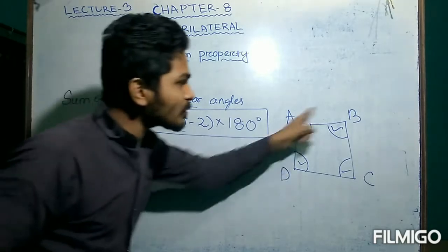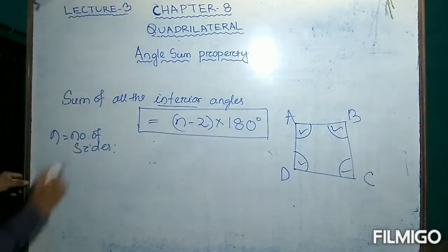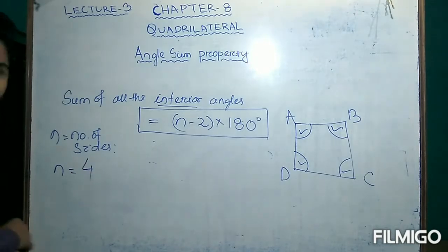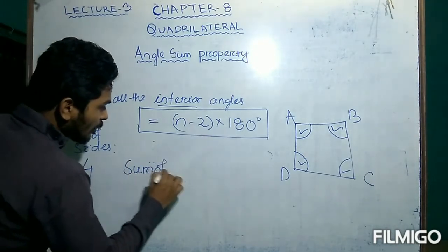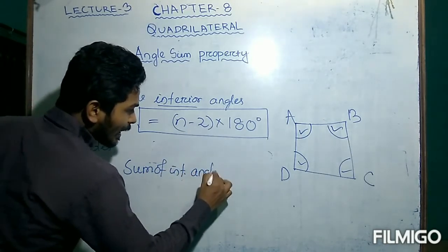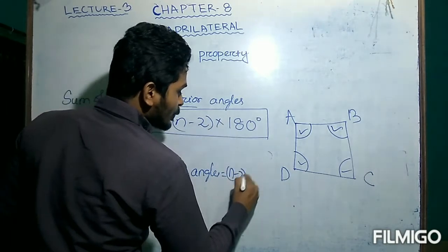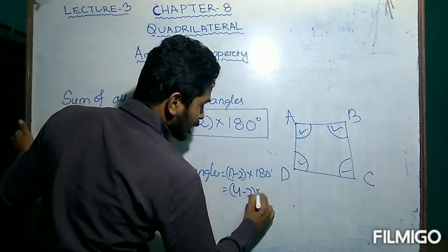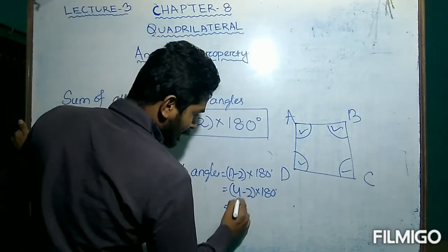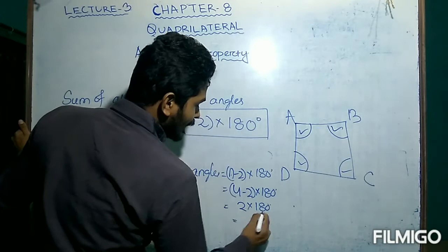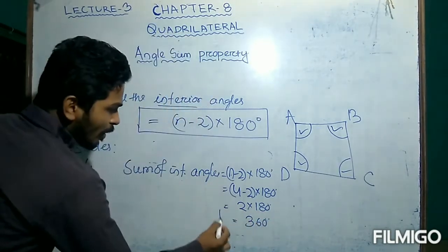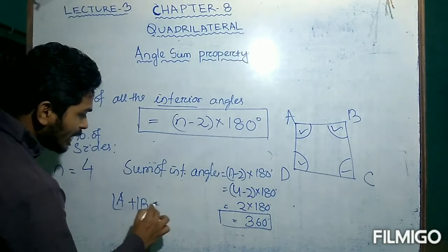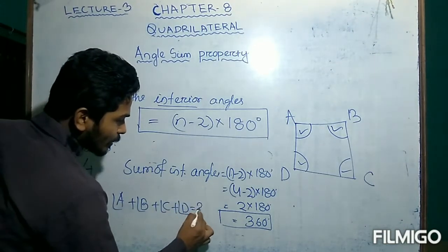Now let us find the sum of all the four angles. In the case of a quadrilateral, n is how much? n means the number of sides. So here how many sides are there? Four sides. So the sum of interior angles is equal to (n minus 2) into 180 degrees. In place of n we substitute 4. 4 minus 2 is 2, into 180 degrees. 180 into 2 is 360 degrees. Hence, the sum of all the angles of a quadrilateral is 360 degrees. It means angle A plus angle B plus angle C plus angle D is equal to 360 degrees.